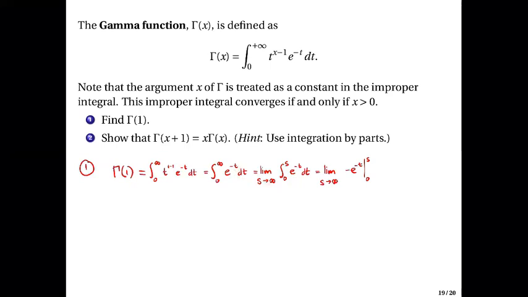So anyway, continuing, we have here the limit as s approaches plus infinity of negative e raised to minus s, minus negative e to the 0. And as s goes to plus infinity, e to the minus s will go to 0. This is just equal to 1. So gamma of 1 is equal to 1.